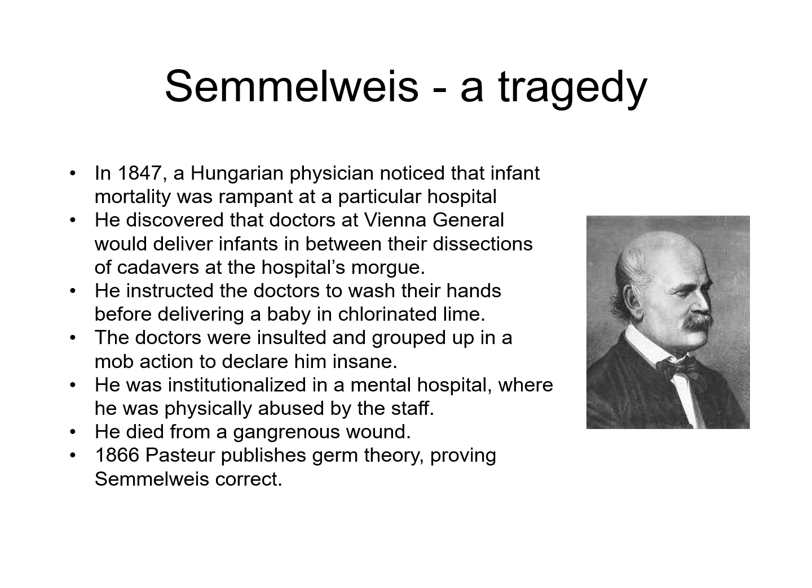The other doctors took offense that they could possibly be the cause of the high infant mortality, and they blacklisted him. They all grouped up together in a mob action and had Semmelweis declared mentally insane. He was institutionalized in a mental hospital, which in the middle of the 1800s, no one was watching for the health and well-being of the patients. He was physically abused by his staff. He developed a wound as part of one of the altercations. The wound developed gangrene, and he passed away.